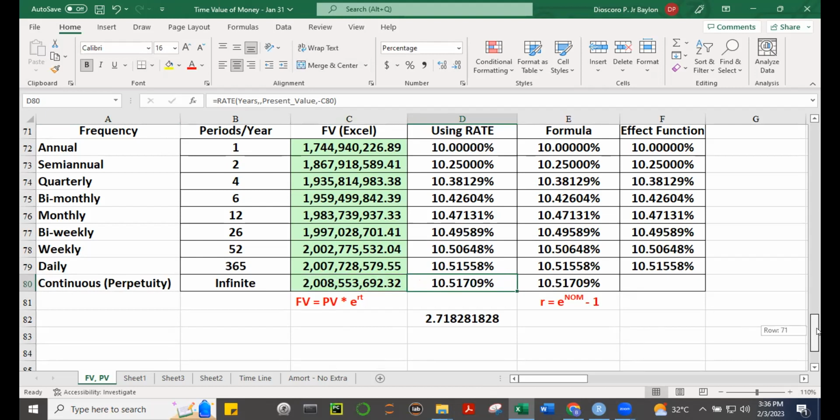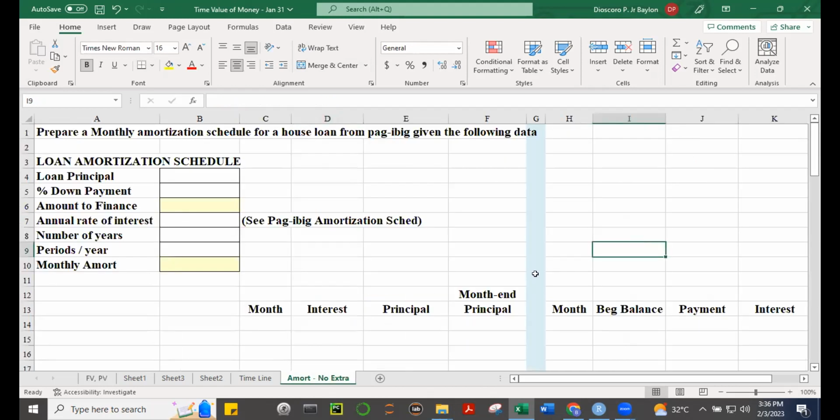All right. Any other questions, class? All right. So no more questions. Let's now go to amortization. Okay, so I think I gave this to you. Now we will just be able to finish this. And the next meeting we'll have the dynamic amortization schedule. And then after the dynamic amortization schedule, we will be going to yield curves.